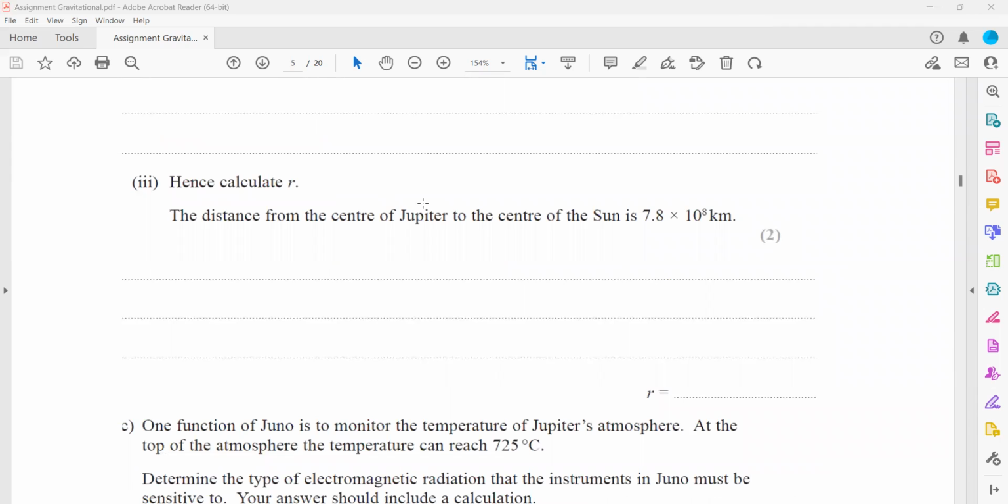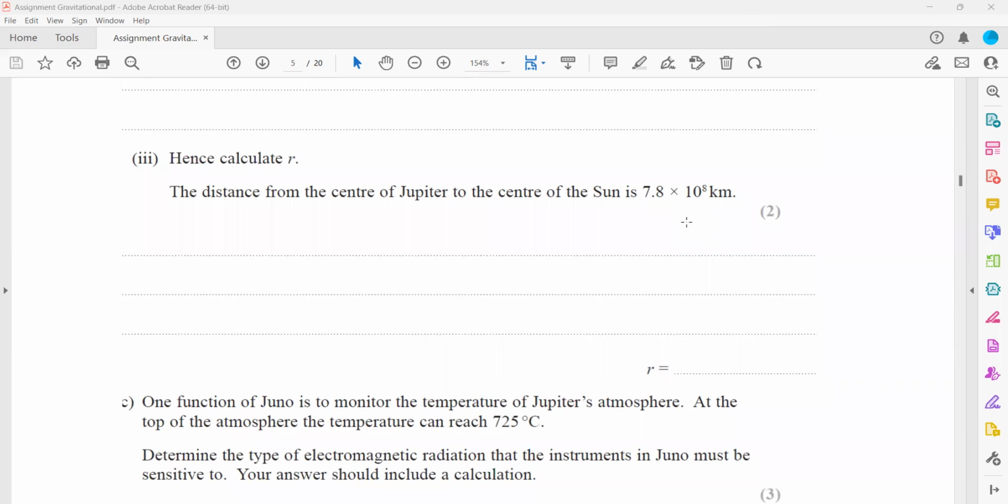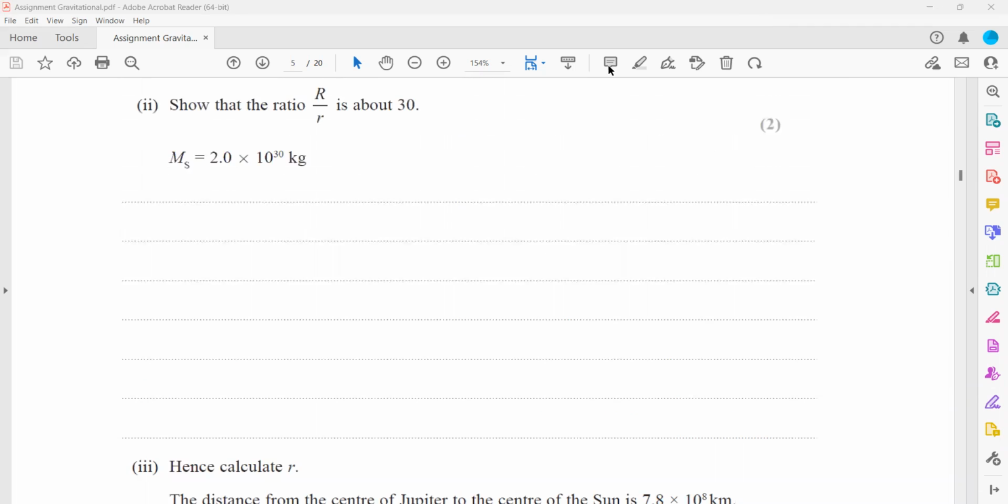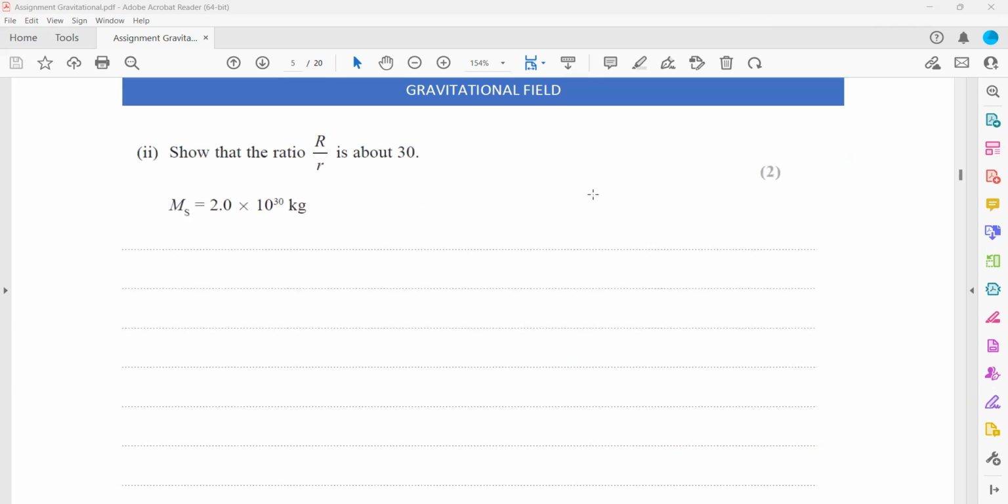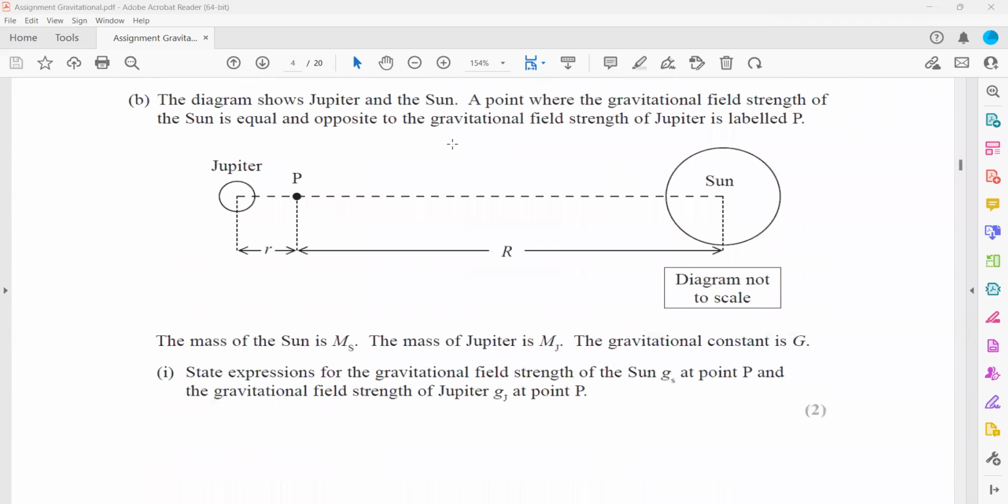Hence, calculate r, the distance from the center of Jupiter to the point P. The distance from the center of Jupiter to the center of the Sun is 7.8 exponent 8 kilometer. So we work out this r. Basically, what is the equation? The equation is that the total distance from here till here is 7.8 into 10 power 8 kilometer. And we know that the ratio of capital R over small r is about 30.